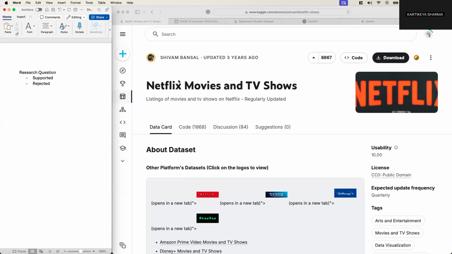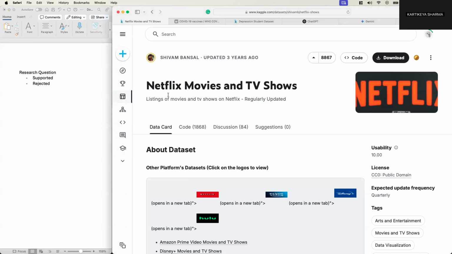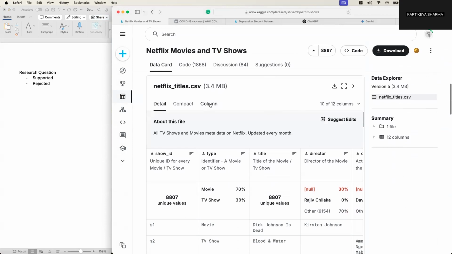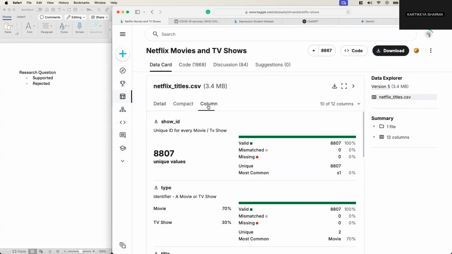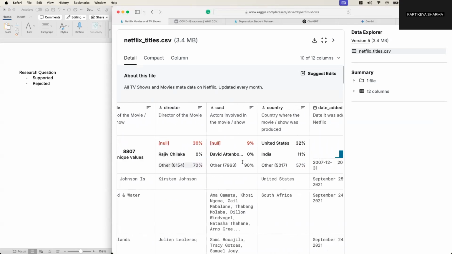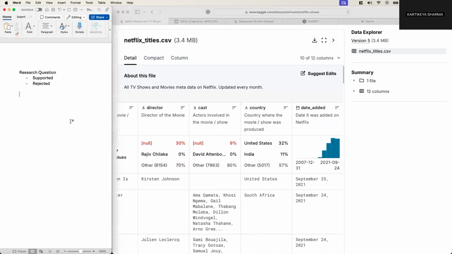Let's look at this example here. We have a data set for Netflix movies and TV shows. If I scroll down, I can see more information about the specific data set. We have around 9,000 Netflix TV and movie shows. We have 12 columns or characteristics. So I'm going to brainstorm a few research questions. For example, one research question can be, how many titles are movies? And another research question can be, how many titles are TV shows?